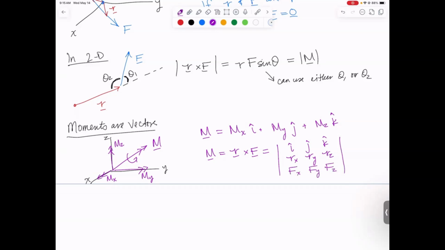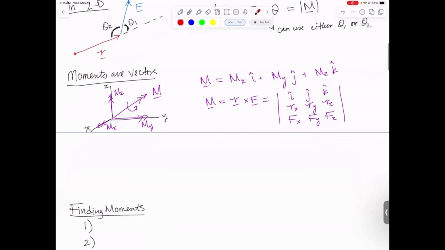Remember, with cross products, the order matters. You cannot flip the order of R and F, or you will get the wrong answer. In fact, your answer will be exactly the negative of what you should get. What you get if you actually work that out is the moment vector is going to have an X component, Ry times Fz minus Rz times Fy.